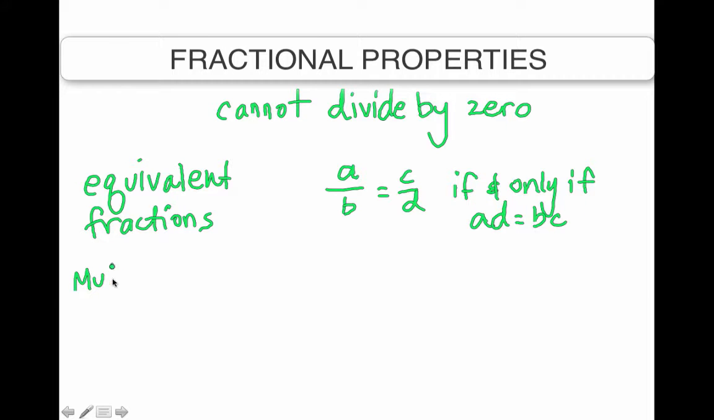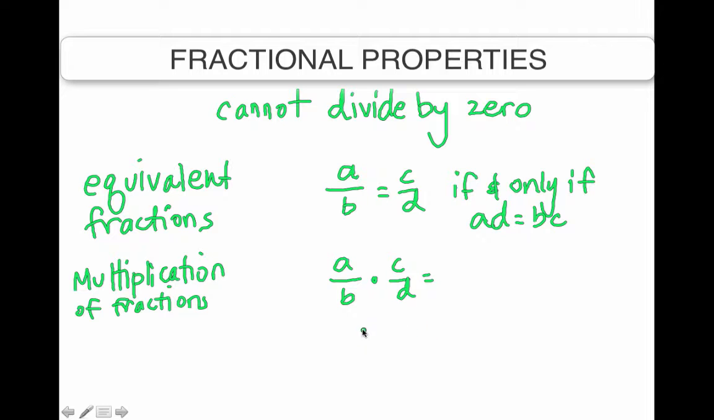When we multiply fractions, like if we had A over B times C over D, we just multiply the numerator times the numerator and put it over the denominator times the denominator. So this equals AC over BD.